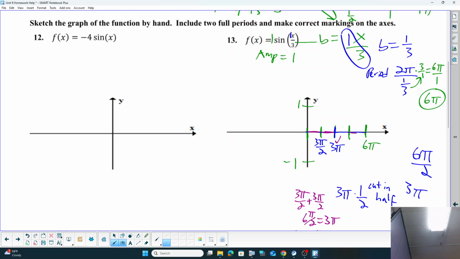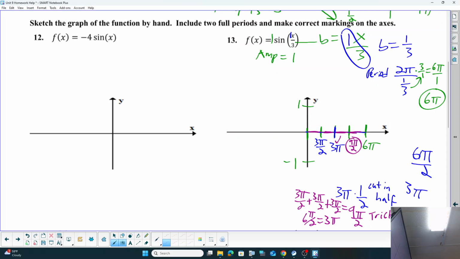But what's the next one? What's this one right here? That's the tricky one. Everyone misses that on the test. Don't miss it. So another plus 3 pi over 2. So 3 halves plus 3 halves is 6 halves, plus 3 halves is 9 halves. So that's going to be 9 pi over 2. Yeah, that's the tricky one.